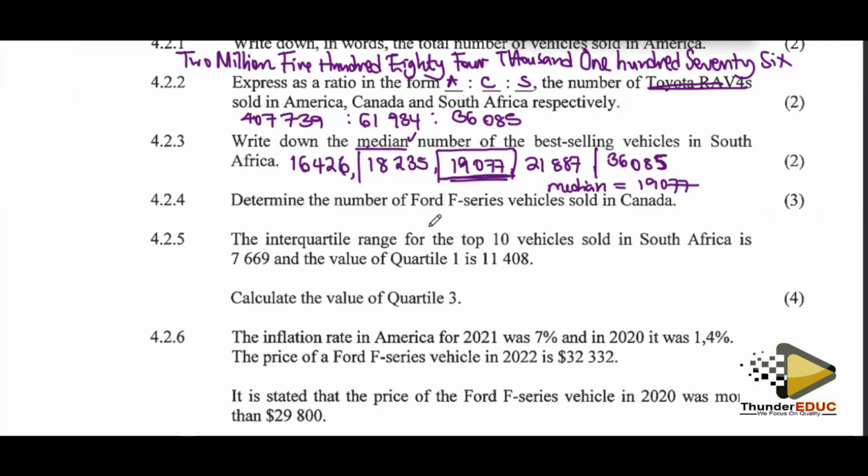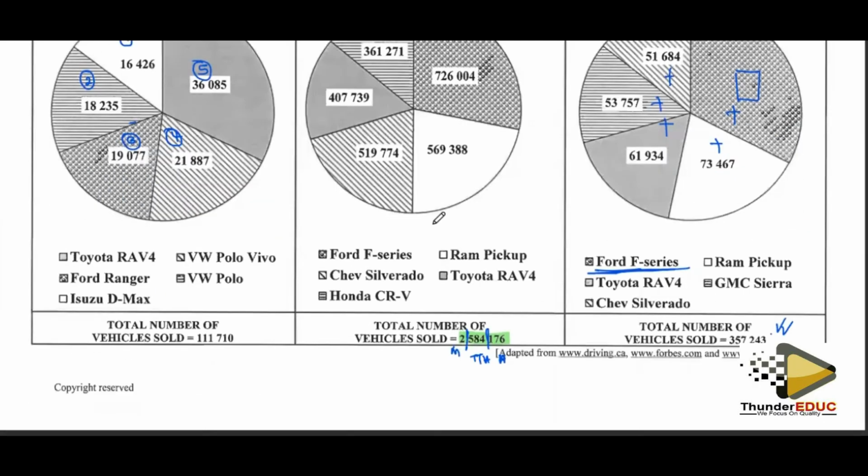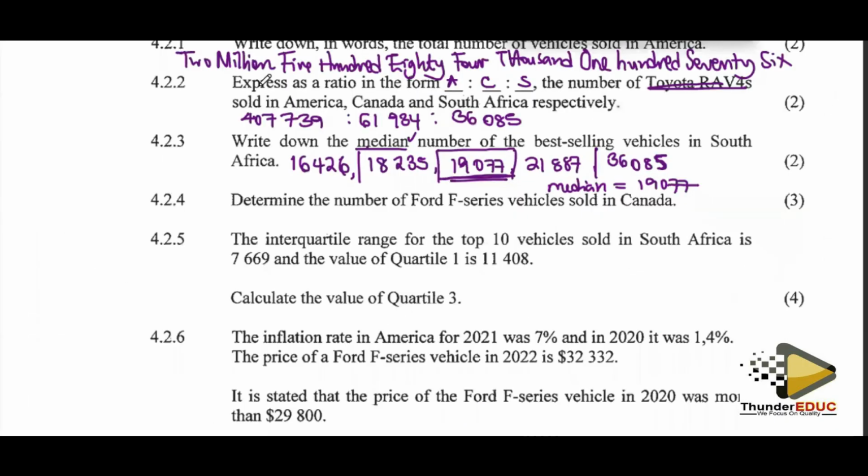Tell me the number of Ford F series vehicles sold in Canada. So when you take note, let's go to the next year. This is Canada here. Then the Ford F series sold in Canada, it's missing. It's this one here. So guess what happens? When you add this plus this plus that plus this plus this, you should get a total of 357,243 cars. So what shall we do?